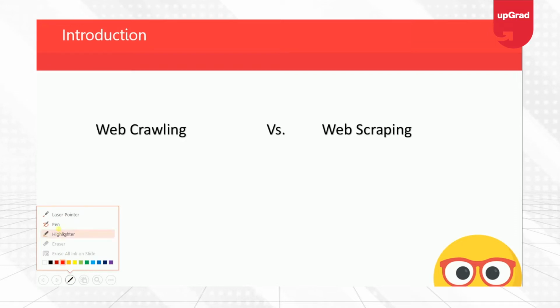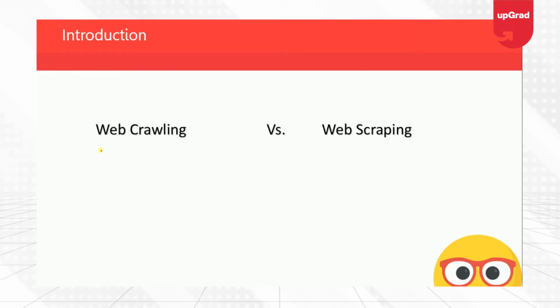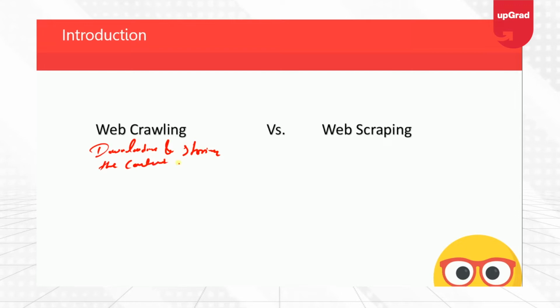Now, web crawling is a process of downloading and storing the content of a large number of websites. So in web crawling, we basically download and store the content of a large number of websites at a very huge scale. Think of Google. Now web scraping refers to the process of extracting individual data.